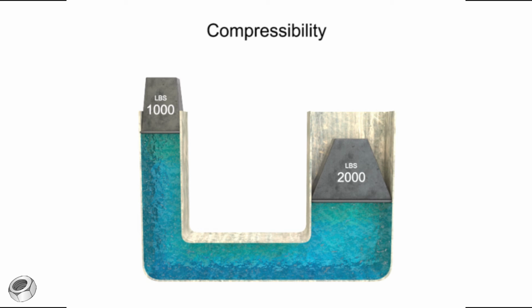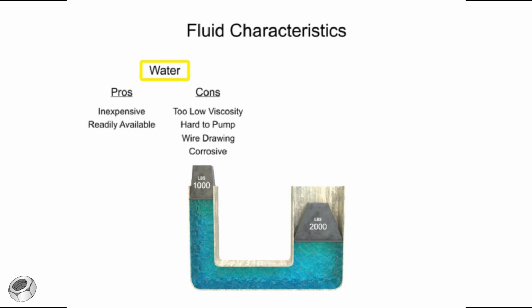Years ago, water was used as the first hydraulic fluid because there was no other liquid available in such large quantities at such a low cost. There are some major drawbacks to using water as a working fluid. Due to its low viscosity, it is difficult to pump.